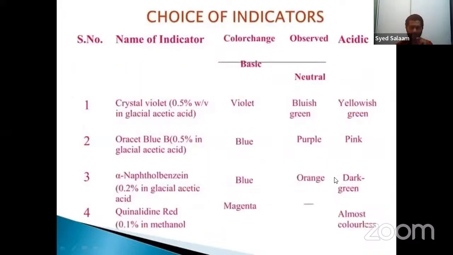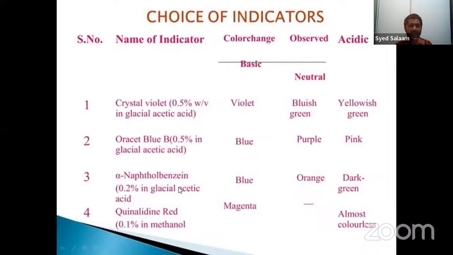Now, the choice of indicators, when you are going to use them. If you look here, quinaldine red has a magenta color in basic medium. In neutral medium, it won't show any such change. But in acidic medium, it will be almost colorless.